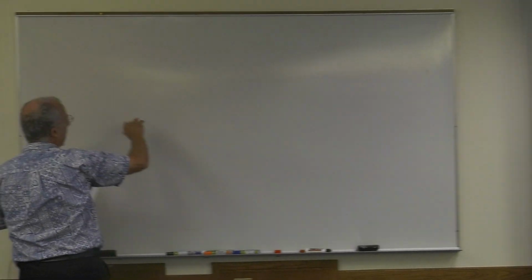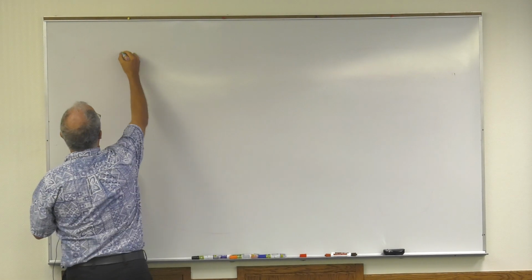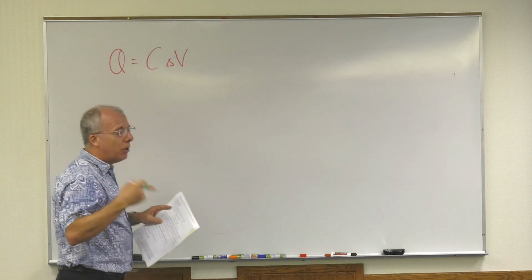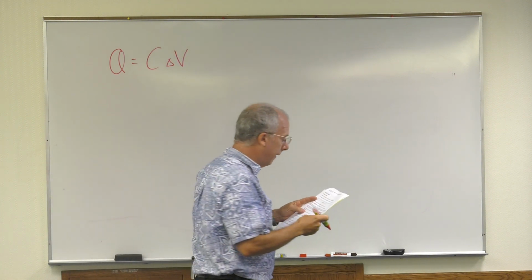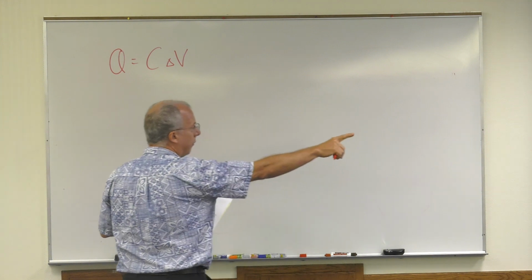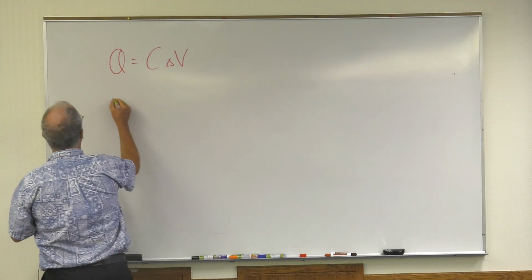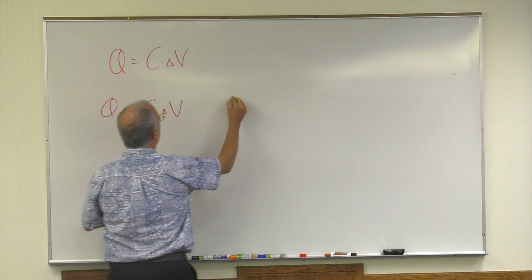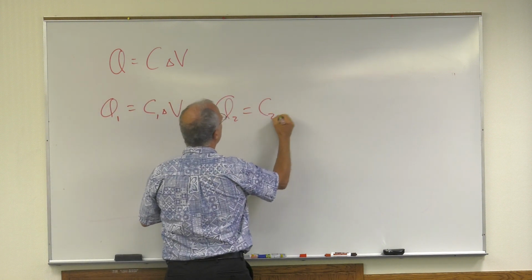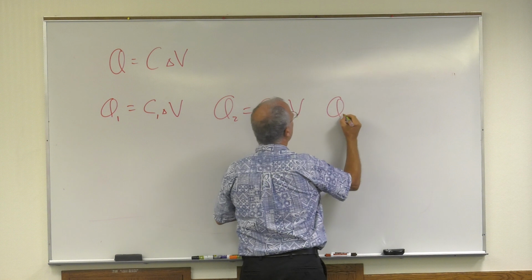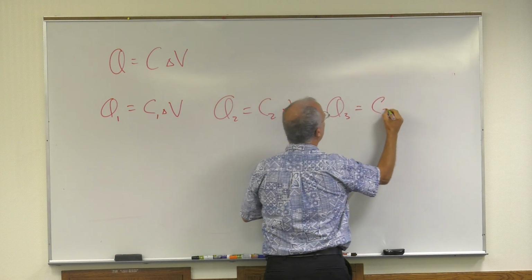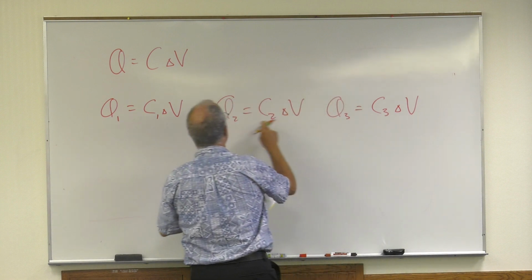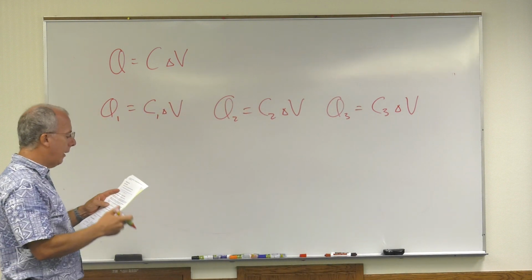Okay, let's do it. This is from a couple of chapters ago. Q equals C delta V. That was like the F equals MA for capacitors. So here we have 3 capacitors. We have Q1 equals C1 delta V, Q2 equals C2 delta V, and Q3 equals C3 delta V. Again, I don't have to put subscripts on the V's because they're the same.